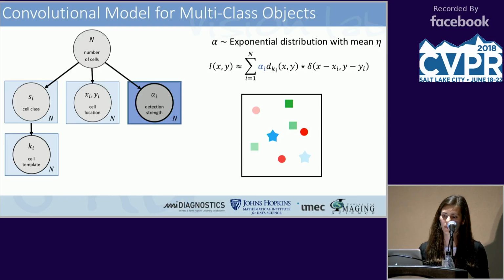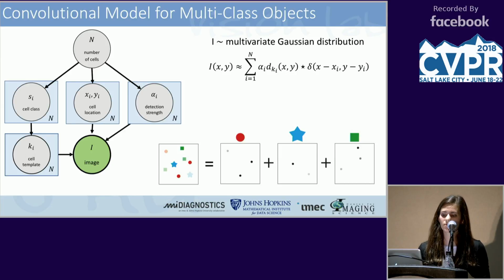Finally, we assume a multivariate Gaussian distribution for an image, given the cell templates, detection strength, cell locations, and the total number of cells in the image. The idea of the convolutional model is depicted in the cartoon here. An image that contains circles, stars, and squares can be decomposed into 3 separate images, each one containing the convolution of a delta function at the location of the shape templates with the shape template itself.